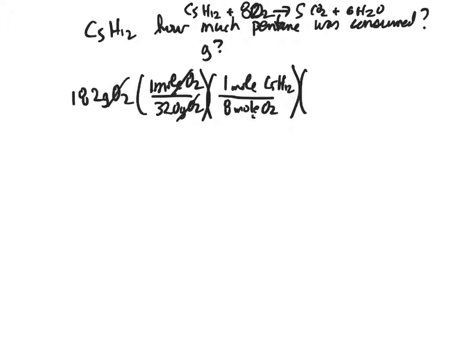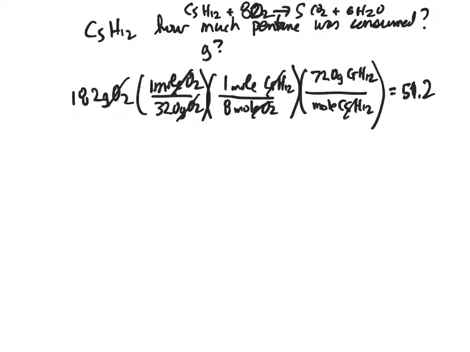So now moles of oxygen cancels. We've got moles of pentane, but we want grams. And so the molar mass of pentane is 72.0 grams per mole. So now moles of pentane cancels. We're left with grams of pentane. And so we wind up getting 51.2 grams of C5H12 were consumed.